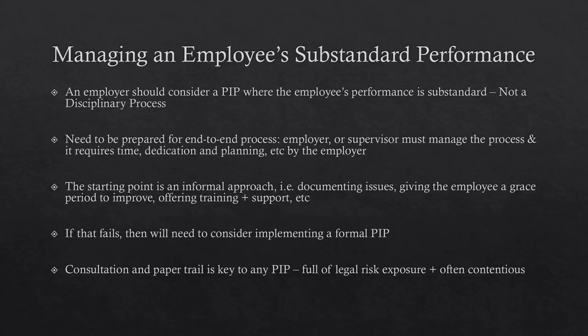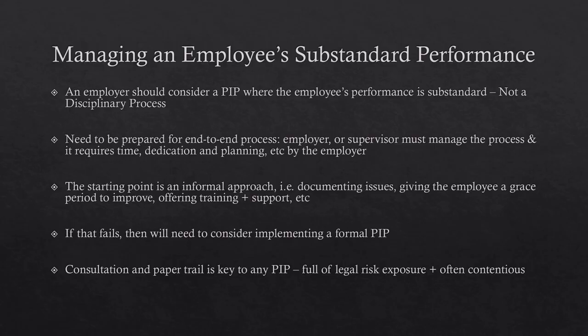As an employer, you'll need to consider implementing a performance management plan or a PIP where the employee's performance is substandard. Not a disciplinary process, which is usually the starting point. As a manager or supervisor considering this process, you need to be prepared for the end-to-end process. The employer or the supervisor must manage the process, and it requires time, dedication, and planning. The starting point is generally an informal approach, documenting the issues, giving the employee an informal grace period to improve, offering them training and support, these sorts of things. If that fails, then you'll need to consider implementing a formal performance management plan or a PIP.